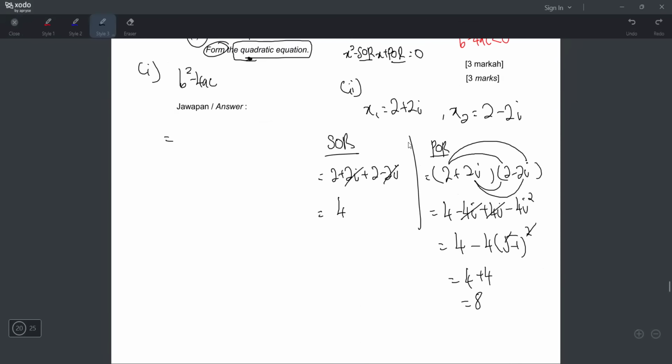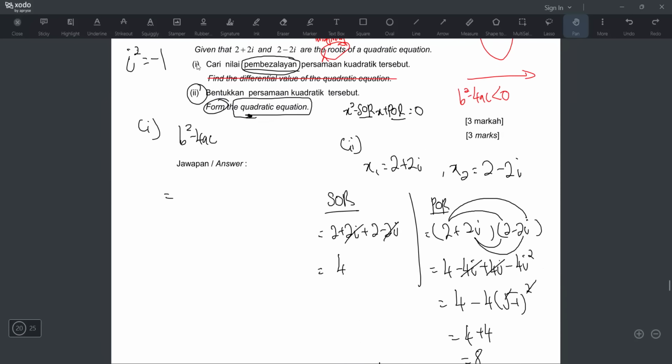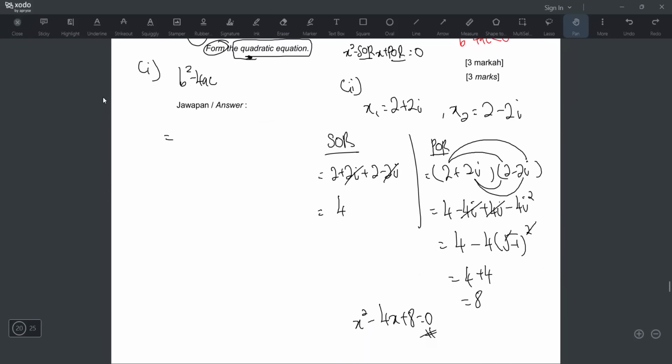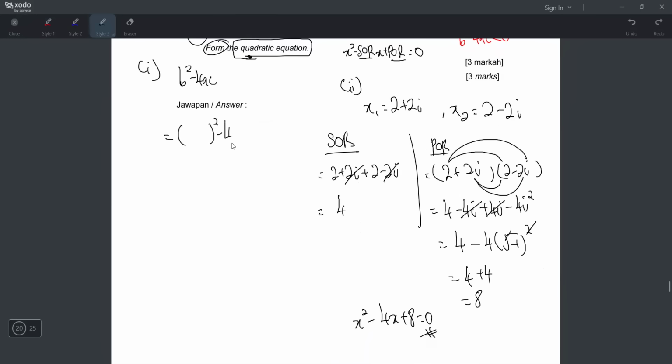So after you get your SOR POR, finally you can form the equation already. So it will be x square minus SOR x plus POR. So x square minus SOR, which is 4x plus 8 equals 0 lah. Okay, this is your question 2 punya jawapan. Now come back to question 1. Cari nilai pembeza layan, which is the b square minus 4ac. So we do the b square minus 4ac lah. Bam, bam, bam. Macam ni masuk.